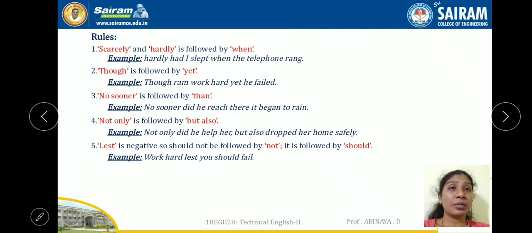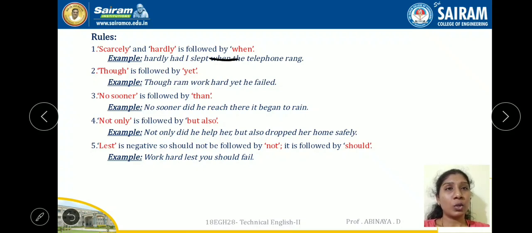See the first rule: scarcely and hardly are followed by when. Whenever you are using the words scarcely and hardly, the conjunction when is to be used there. Hardly had I slept when the telephone rang. So when has to be used there.